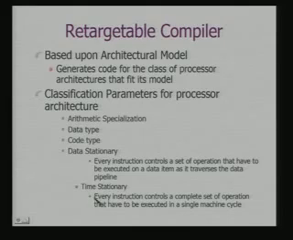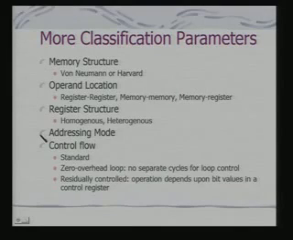If you consider a VLIW kind of processor where there are multiple functional units, then I can schedule operations on each functional unit, and that can work on different data. Okay, so you have got a time stationary model vis-a-vis a data stationary model in terms of architectural features. There are other classification parameters as well, say memory structure, von Neumann or Harvard, operand location, whether it's register operations or memory or memory-register structure. If it's a RISC kind of thing, it will be homogeneous. If it's a CISC, then it will be heterogeneous.